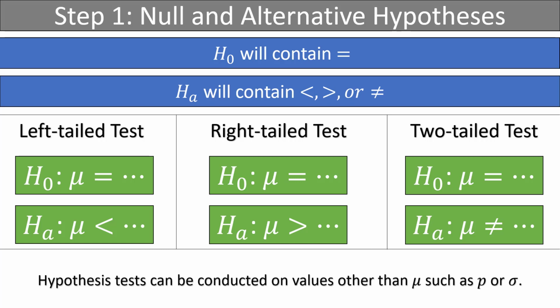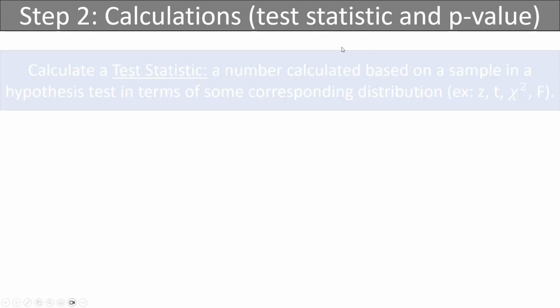Now, hypothesis tests can be conducted on other values, such as p or sigma, but I'm just using mu here as an example. So step 1 is to set up your null and alternative hypotheses. You will usually do this from some description based on a problem. And then step 2 is going to be to do your calculations, which involves finding something called a test statistic and then eventually calculating what is called a p-value. We'll talk more about those in the next video.